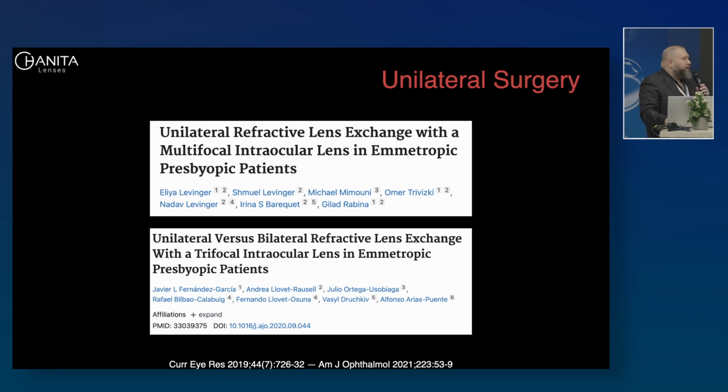This is not a new concept. I didn't invent this. There are 2 other publications with different lenses that show that this is really useful for patients. And we all know that no lens is perfect. All lenses always will decrease a little bit contrast sensitivity, but as patients remain with the dominant eye untouched, it doesn't change at all. They are extremely happy and they don't really notice this decrease in contrast vision.